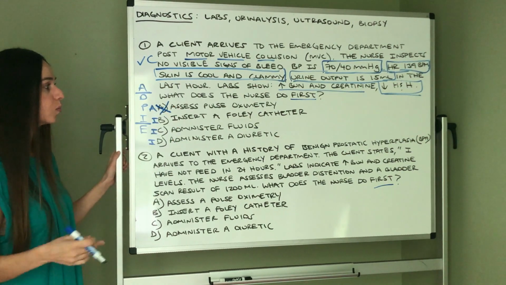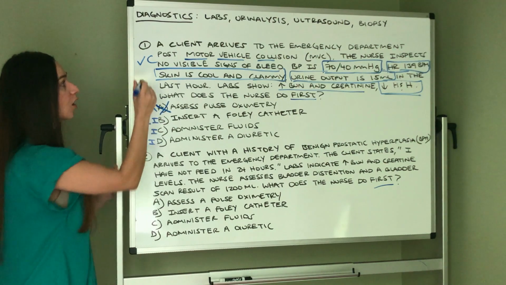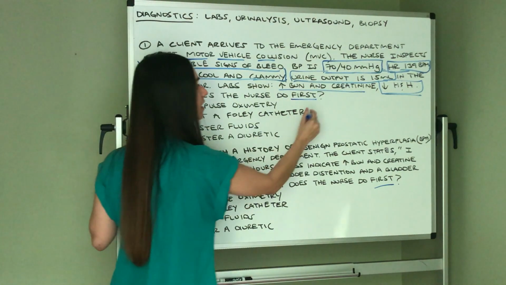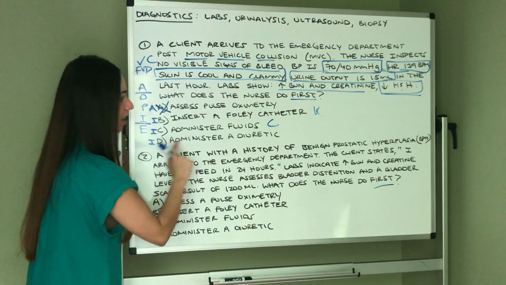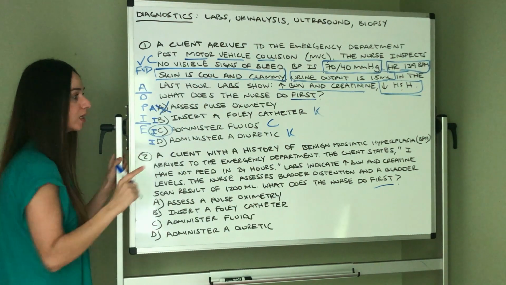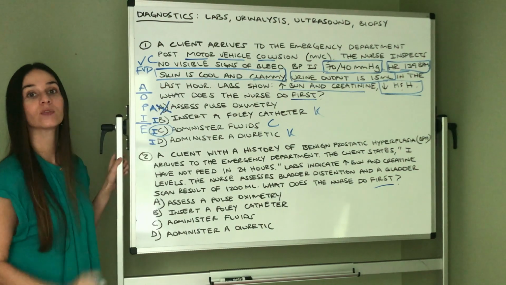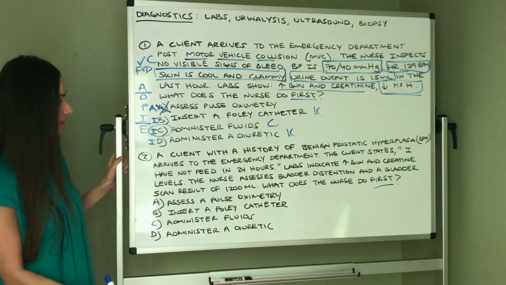Now let's see which one is related to circulation, more specifically fluid volume deficit. So inserting a Foley catheter is for kidneys. Administering fluids is for circulation. Administering a diuretic is for kidneys. If we can only do one thing and one thing only for this client, give them fluids, okay? Give them fluids.